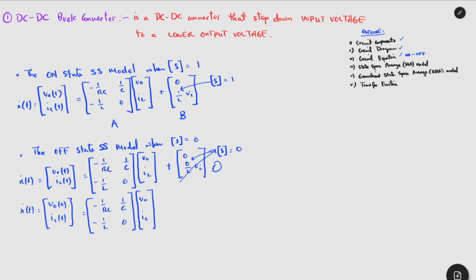So the output is now given as V naught, which equals 1 and 0, times V naught and IL, plus the 0 S. This becomes our C and this becomes our D, and this D represents the switch, and it can be 1 or 0, or the state.